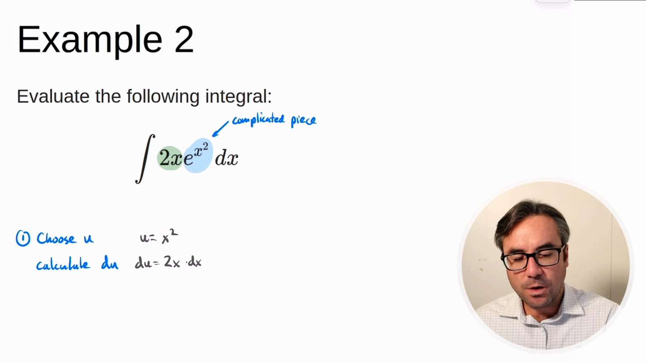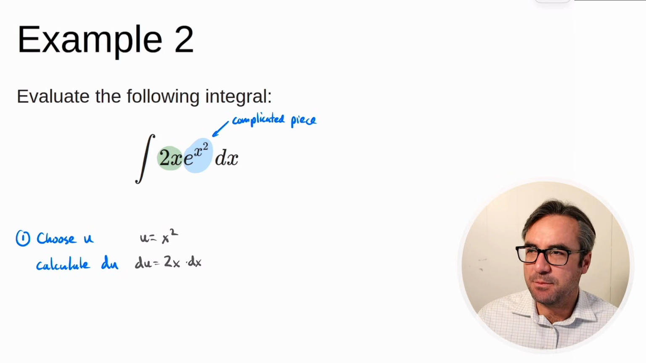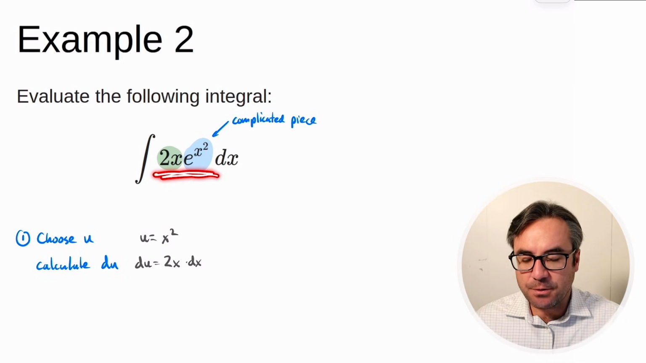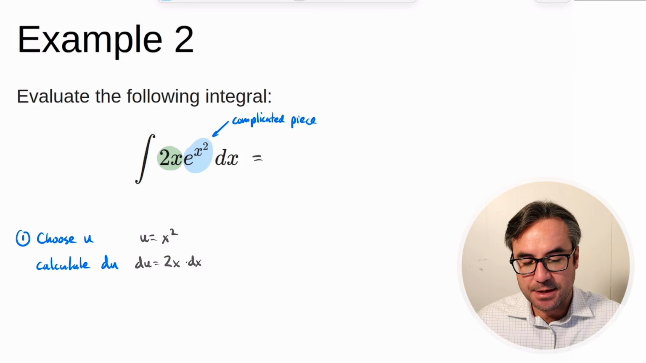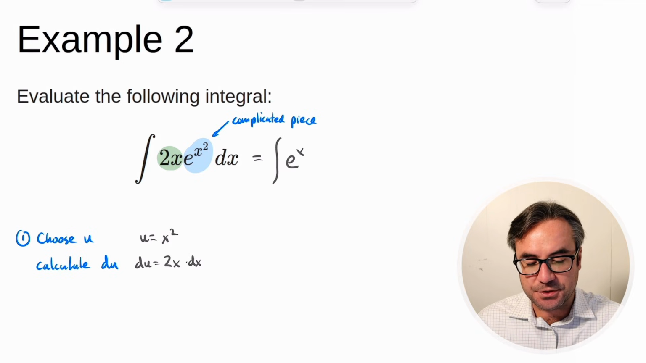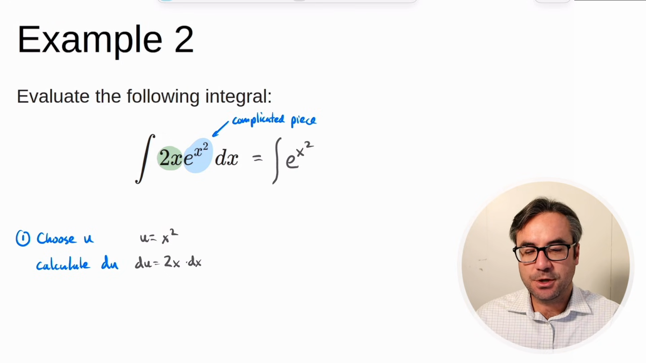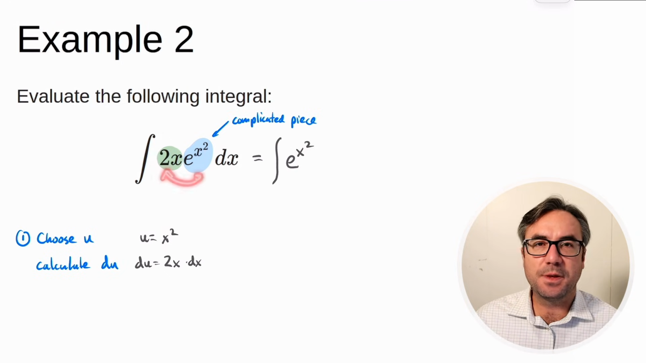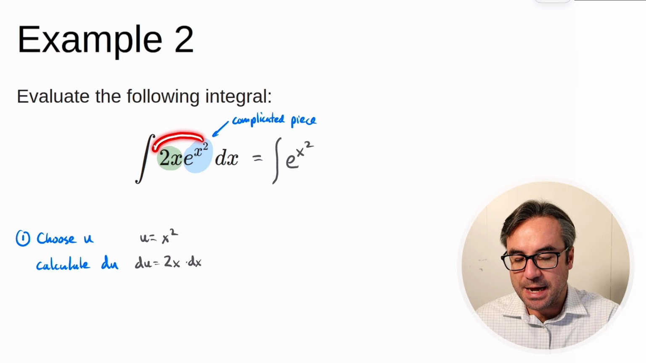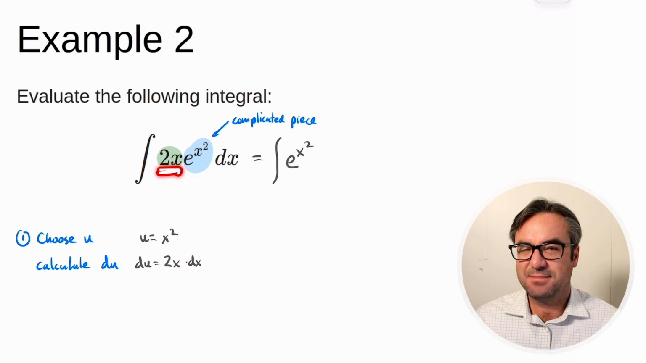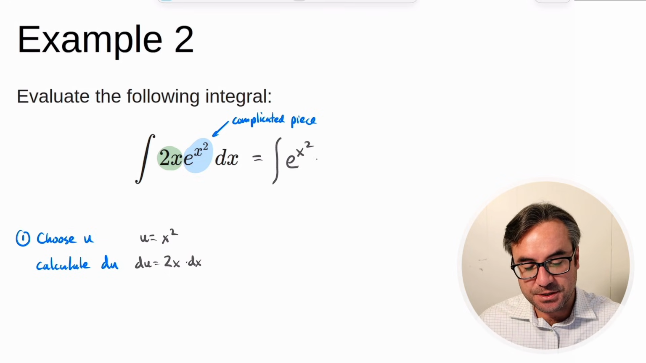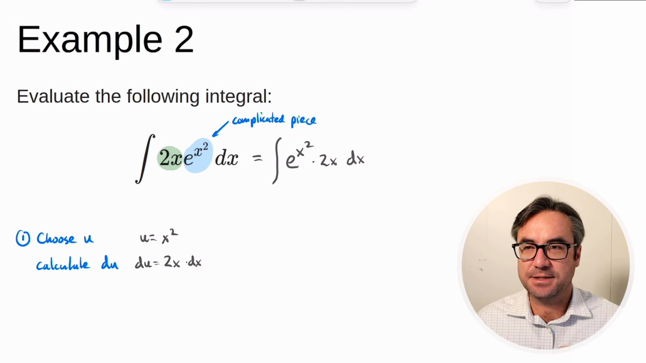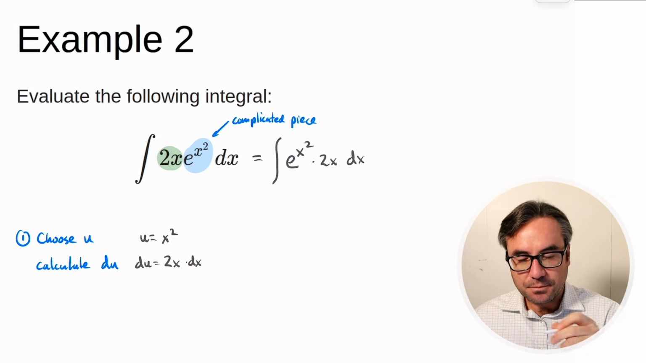And one little strategy that can be helpful is just to rewrite your integral. So take that complicated piece and write it first. So I'm just going to rearrange these terms a little bit. I'm going to flip them around. So I'm going to move the complicated piece in front of this random 2x that we have floating around. So I'll put the e to the x squared first, and then times the 2x, and then the dx at the end.